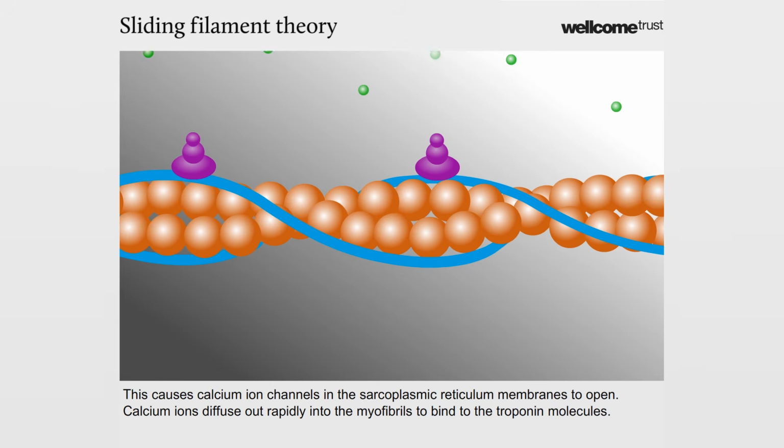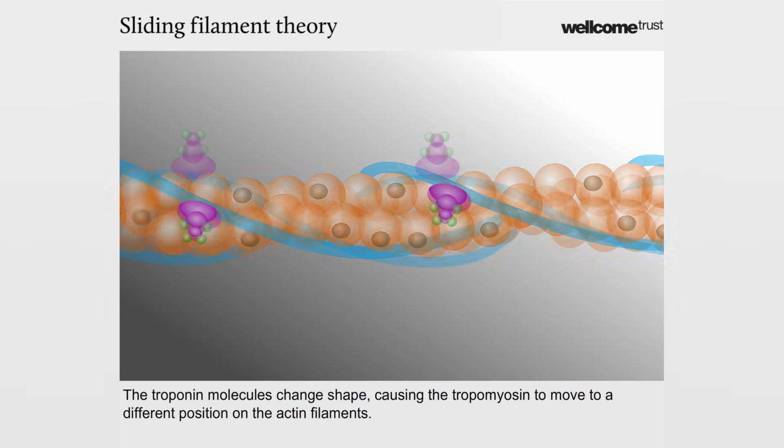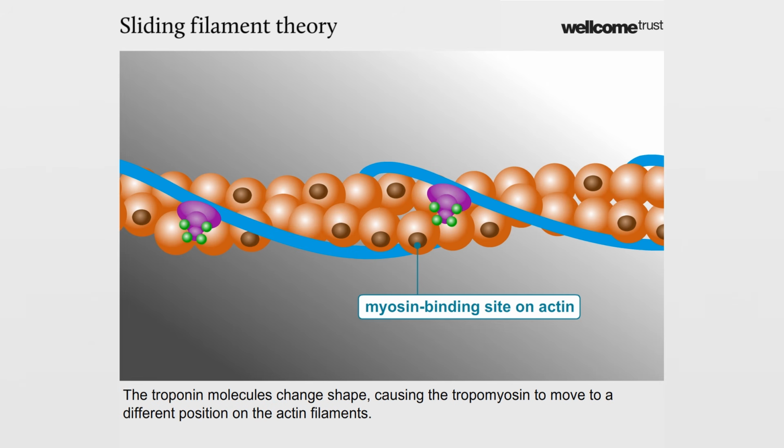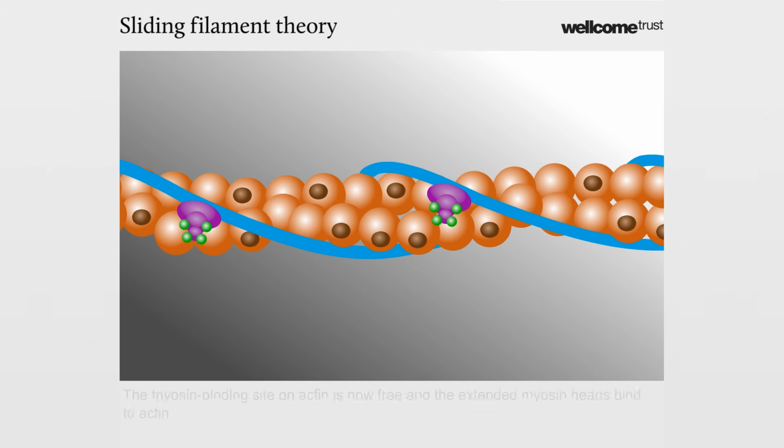This causes calcium ion channels in the sarcoplasmic reticulum membranes to open. Calcium ions diffuse out rapidly into the myofibrils to bind to the troponin molecules. The troponin molecules change shape, causing the tropomyosin to move to a different position on the actin filaments.